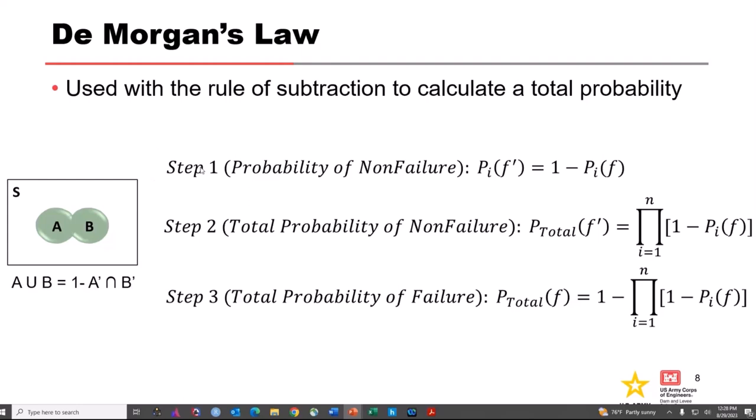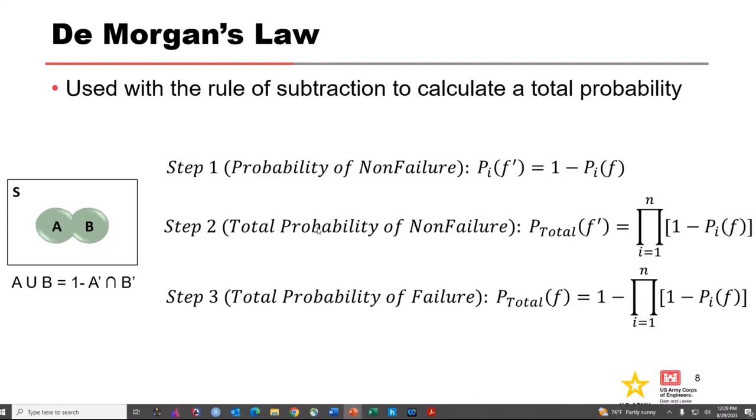So you can think of it in three steps. This calculation combines actually two rules. It uses De Morgan's Law combined with the rule of subtraction. And again, this is one of the ways we can calculate a total probability, say, of failure or non-failure, whichever direction we want to go. So in this example, the way we can derive how the calculation works is we start with the probability of not failing equaling one minus the probability of failure.